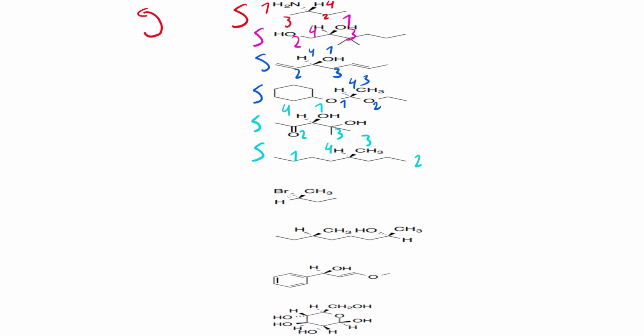Over here, what do we have? Oh man, my hydrogen is not on a wedge or hash. Hydrogen is the lowest priority group. My lowest priority group is not on a hash or wedge, so I'm going to redraw it. Okay.